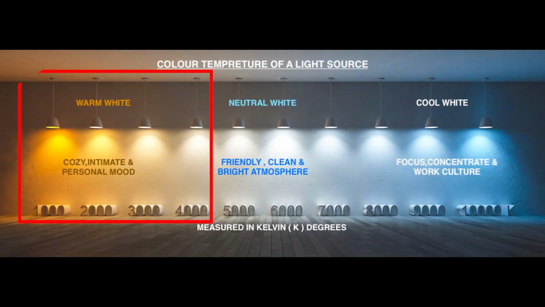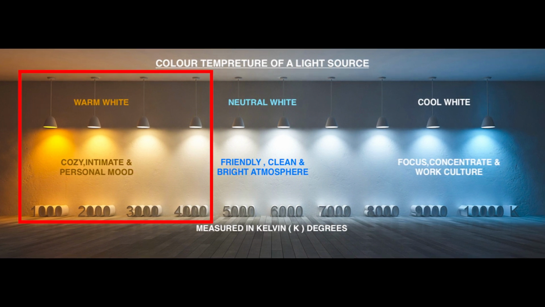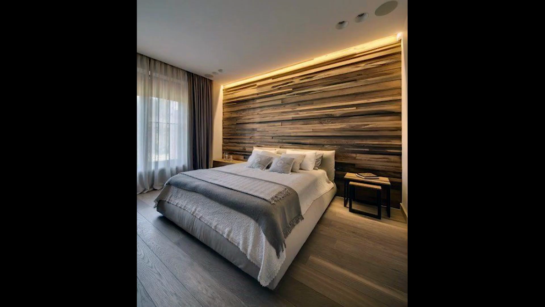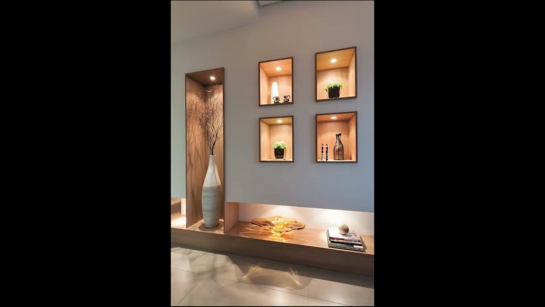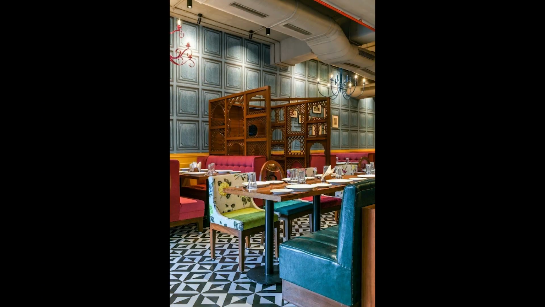A warm white light creates a very cozy and calm atmosphere. This type of light is used especially for residential purpose in bedrooms, family rooms, dining room, and living rooms. And in commercial use, it can be used in banquets, restaurants, and lobbies. Use this light where you want a cozy, intimate, and personal mood.